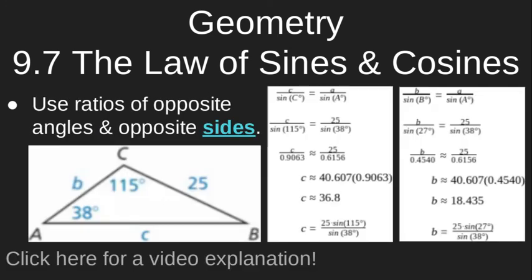And the last part is to make sure that all those are reasonable. The smallest angle should have the smallest side opposite of it. The medium angle should have the medium side, and then the biggest angle should have the biggest side. In the end, that seems very reasonable to me.